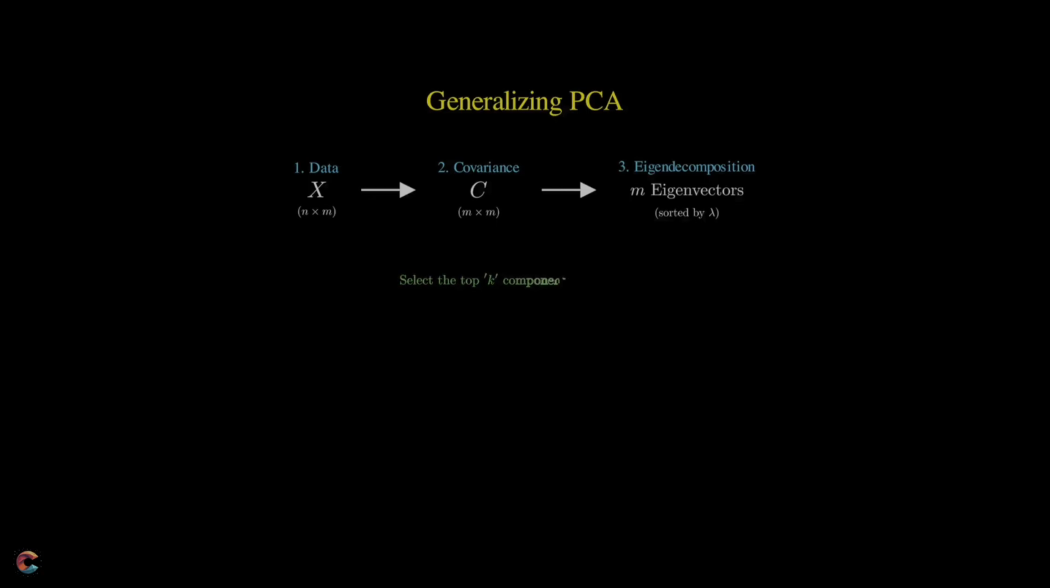Now let's generalize this idea. We have some data X with n data points and m features. We will first calculate the covariance matrix C, which will be m by m. Then we will find the eigenvalues corresponding to this covariance matrix and sort them in descending order. We will select the top k components, which will cover at least 95% of the variance.